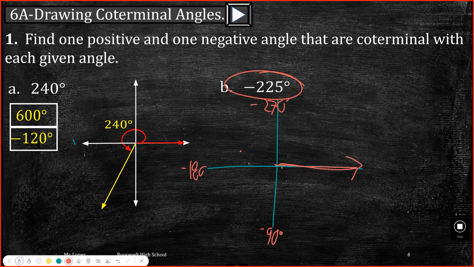So I went negative 180. How much more do I have to go to get to negative 225? 45. Negative 45, but it's 45, yes. So it's going to be right here somewhere. So negative 225 is this right here.